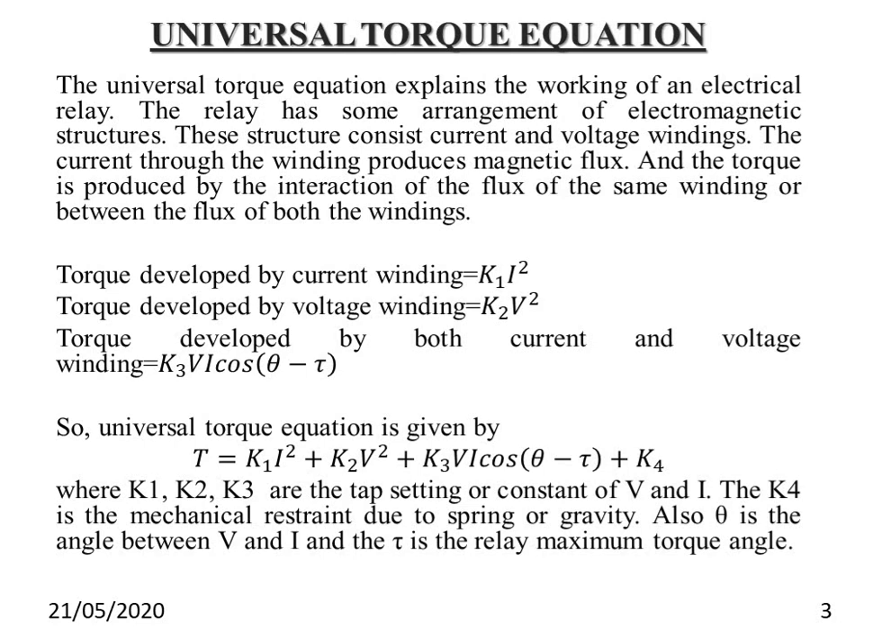What is theta? Theta is the angle between V and I, that is the phase angle, and tau is called the torque angle, the relay maximum torque angle. Now this equation, T is equal to k1 I square plus k2 V square plus k3 VI cos(theta minus tau) plus k4, this total equation is called the universal torque equation.